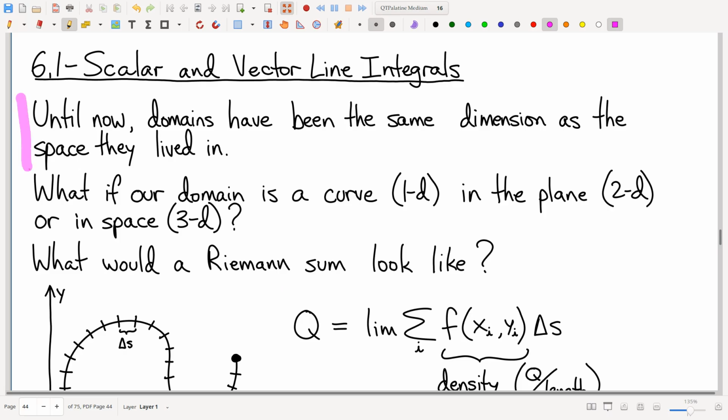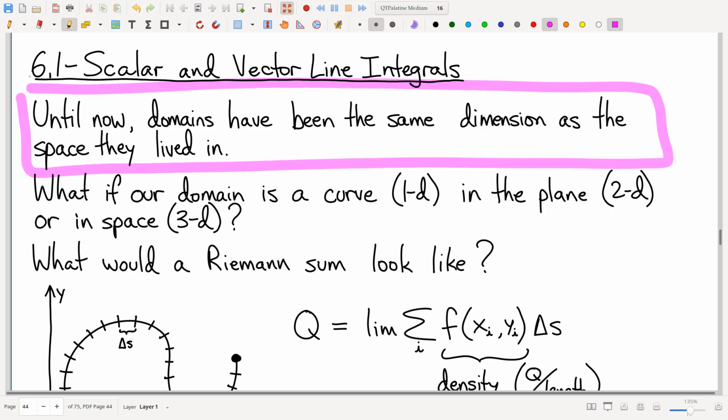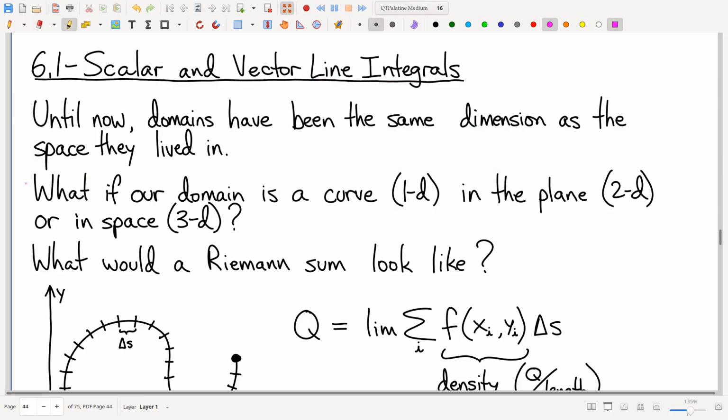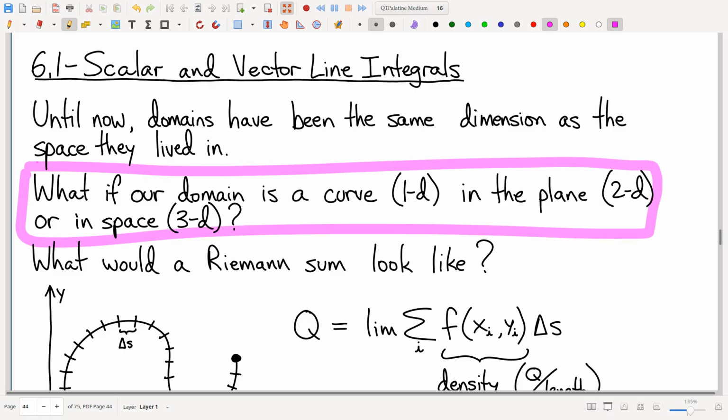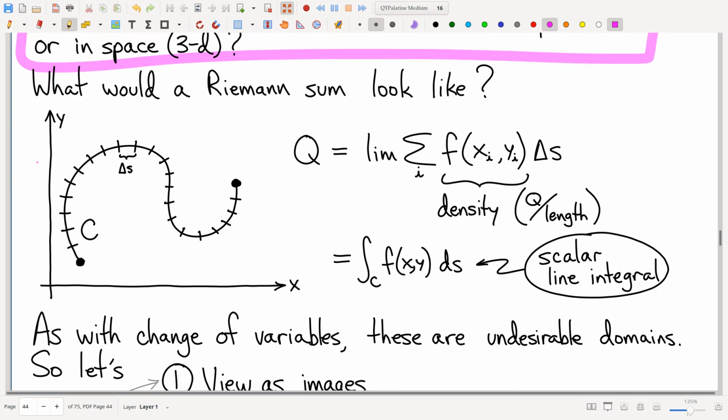Notice every integral we've ever discussed, the domain has been the same dimension as the world that it lived in. So, for example, we've done a lot of double integrals on two-dimensional regions in a two-dimensional XY plane. And, of course, triple integrals over solid three-dimensional regions in a three-dimensional world. So what we're going to consider now is when our domains are dimensionally awkward, dimensionally kind of off. So for example, whoops, too far.